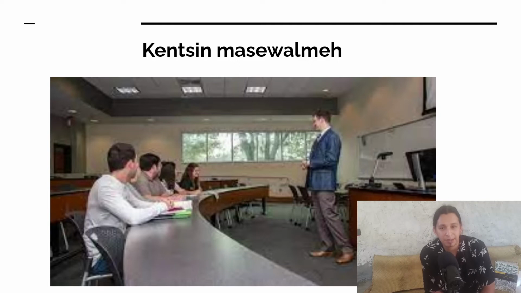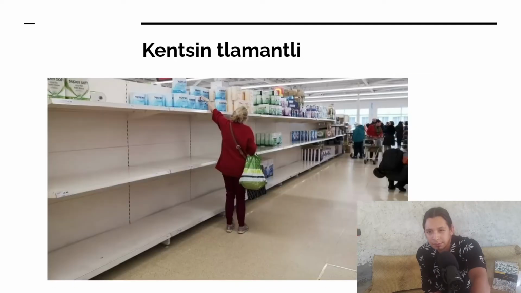Kensin masewalme. Kensin means a little bit. In this case, it'll apply for few. Few people, basically. A little bit of people. Kensin masewal. Other varieties will have different words. Rather than kensin, they might say tepitzin, for example, or achitzin, which is more universal. Achitzin is like few. Kensin is like very few. Kensin tlamantli. Few things. Tlamantli means things or stuff or types. But more generally, you'll see it as things or stuff. So few things. There's few things here. Kensin tlamantli.